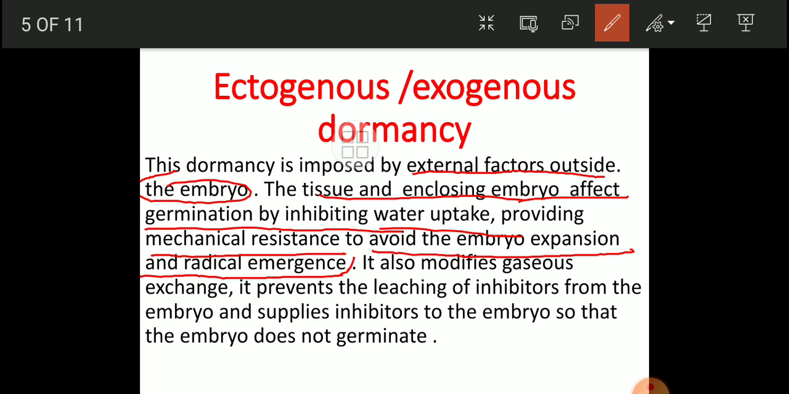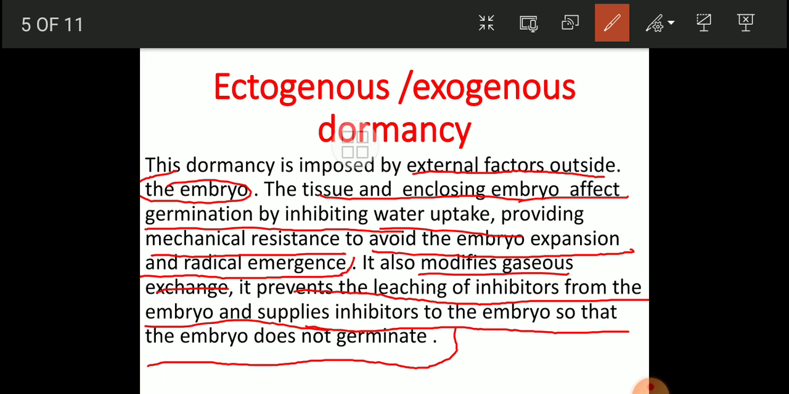In the imbibition process, the uptake of water, the water has to reach the embryo, because the embryo is the miniature of the plant. The miniature of a huge plant is nothing but the embryo. The embryo develops into a huge plant. Suppose there is a coconut, the coconut has an embryo. It also modifies gaseous exchange, so there is no exchange of gases. It prevents leaching of the inhibitors from the embryo, and supplies inhibitor to the embryo so that the embryo does not germinate.